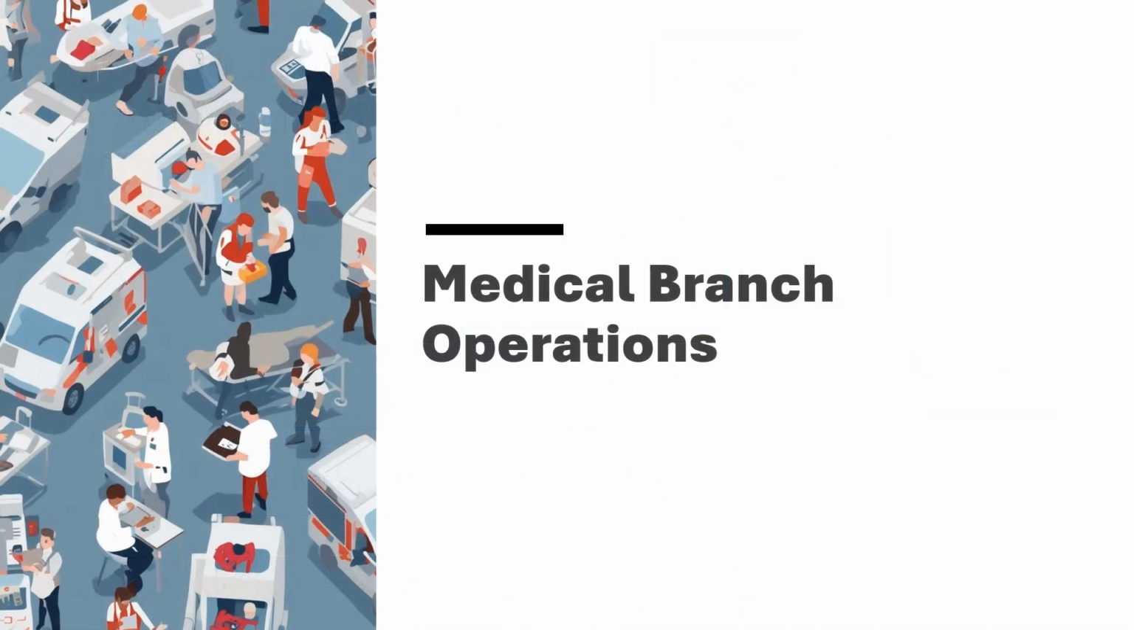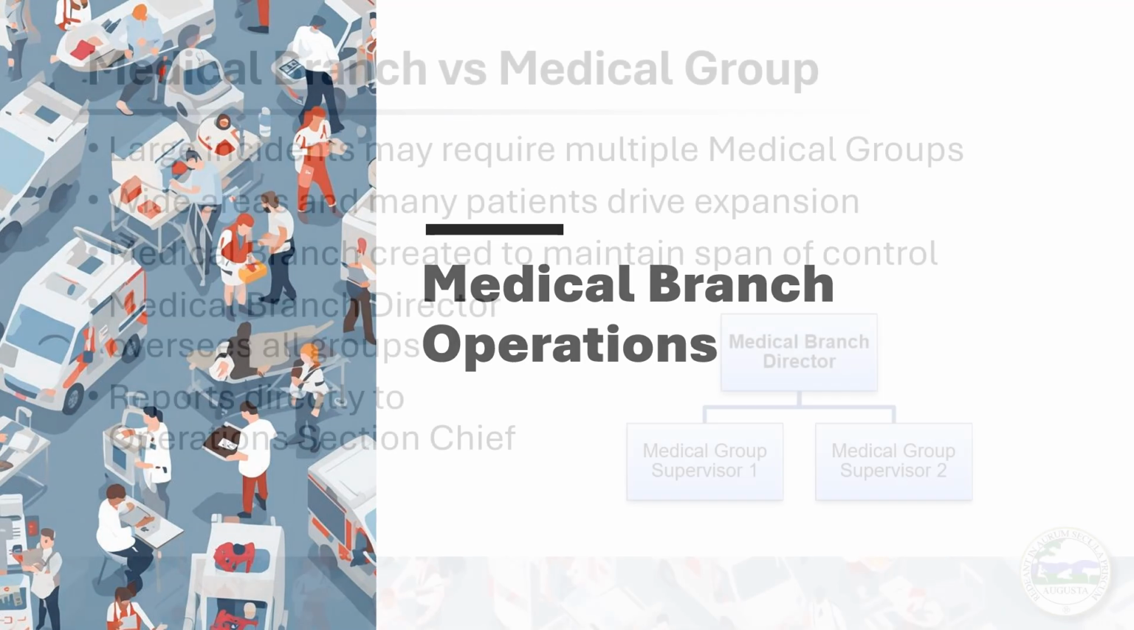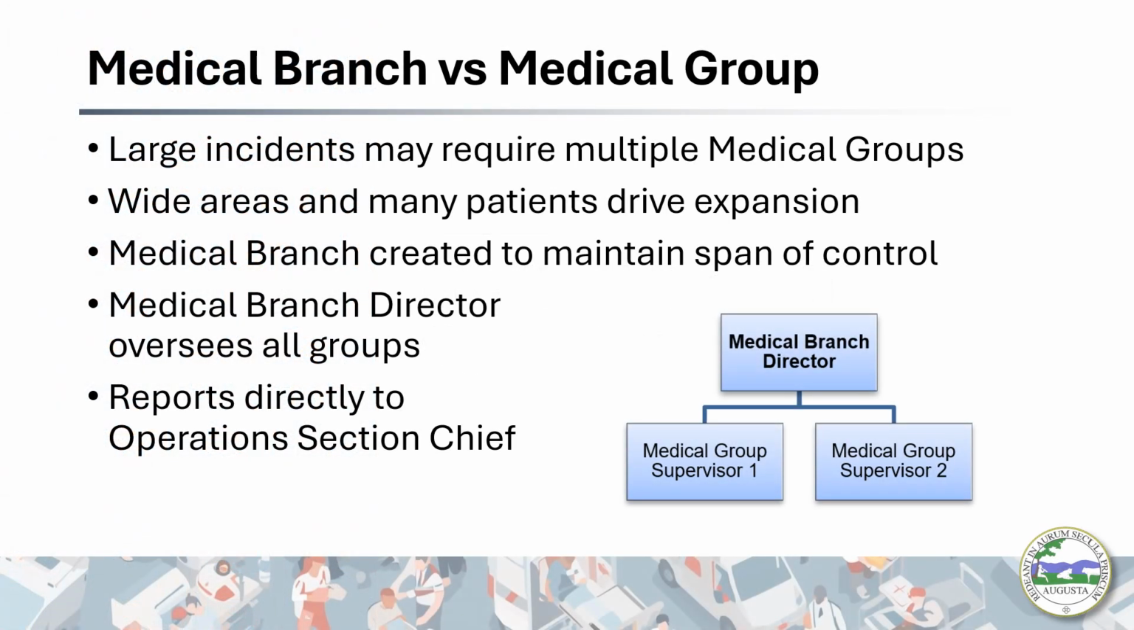Medical branch operations. As incidents grow in size and complexity, a single medical group may not be enough. Large geographic areas and high patient numbers often require multiple medical groups to operate effectively. To maintain organization and a manageable span of control, a medical branch is established. This adds another level to the structure without changing the overall responsibilities. The medical branch director oversees all medical group activities and reports directly to the operations section chief. This structure ensures coordination across the incident while keeping operations efficient and controlled.